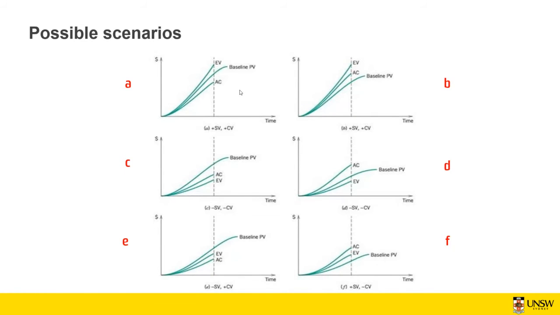Scenario F is where you are actually ahead of schedule because your earned value is higher than the baseline planned value, but your actual cost is higher than your earned value, which means that your cost variance is negative. Although you are ahead of schedule, you're spending more, and hence your actual cost is higher than your earned value.